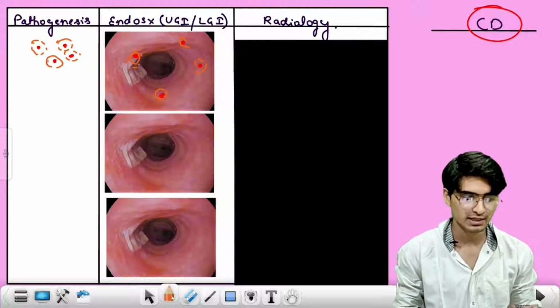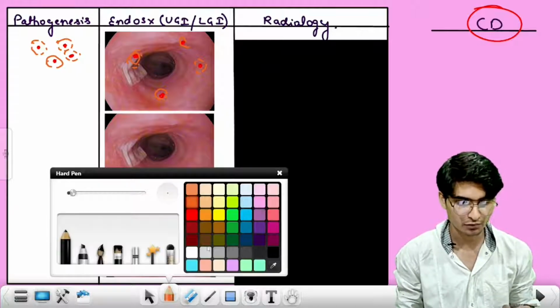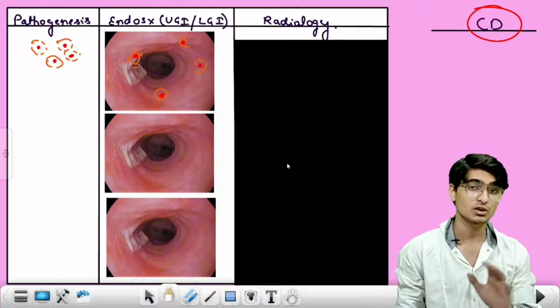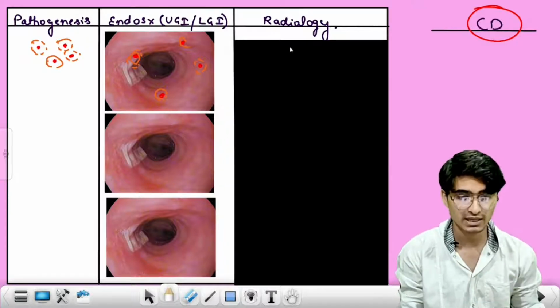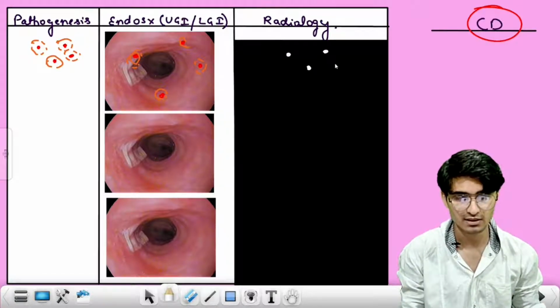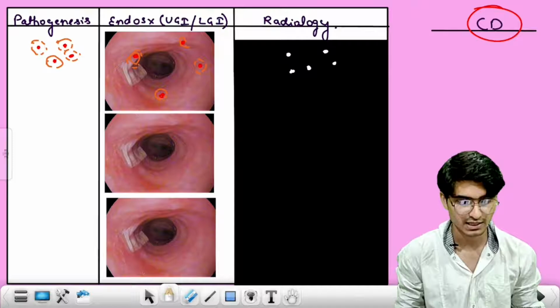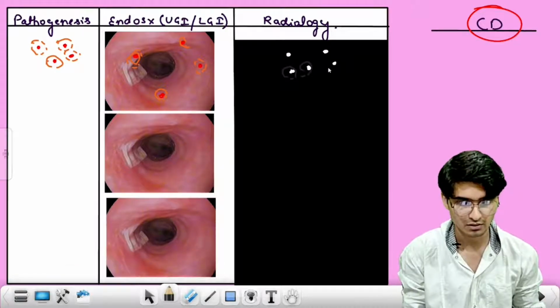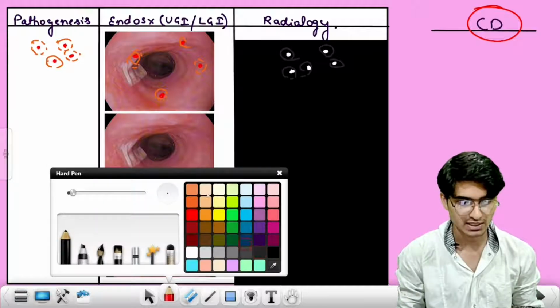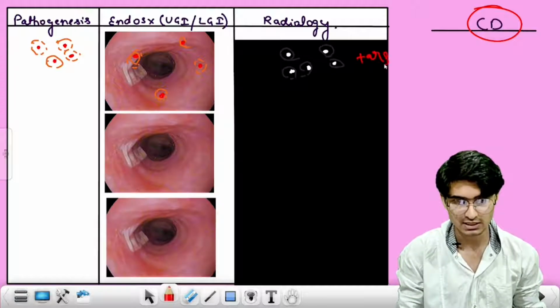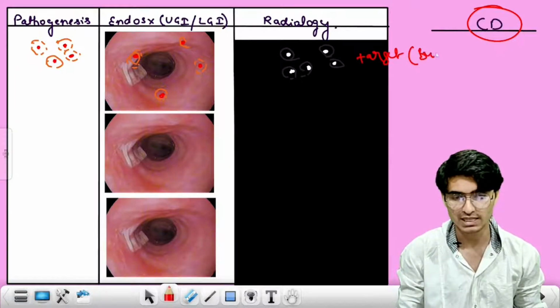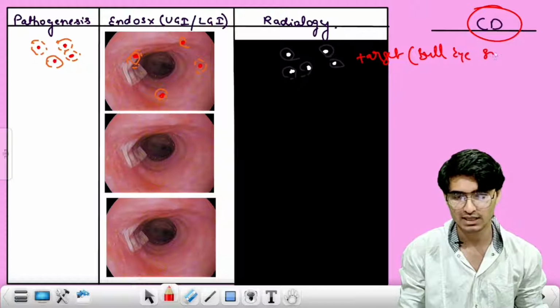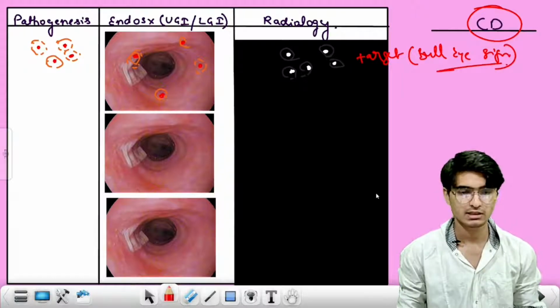That is what the endoscopic findings are. Now we will go for the radiological findings here, and that looks just like this. These are the ulcers, right? And these are just surrounded by the edema here, right? So in radiology, these are showing the target sign, that is the target sign or the bull's eye sign. That is the first thing of CD here.